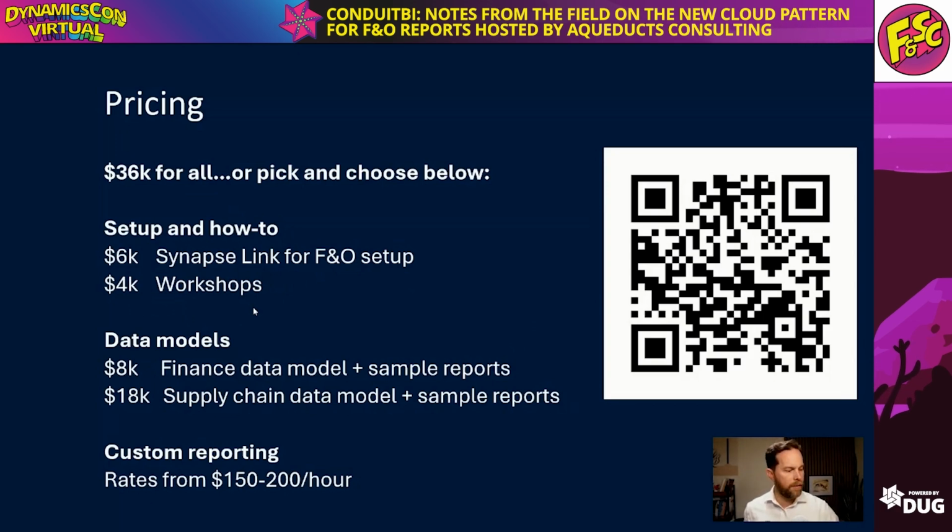Your team can survive your best people leaving. Data models, $8,000 for the finance data model and sample reports, $18,000 for supply chain and sample reports. I'm going to show you those right now.